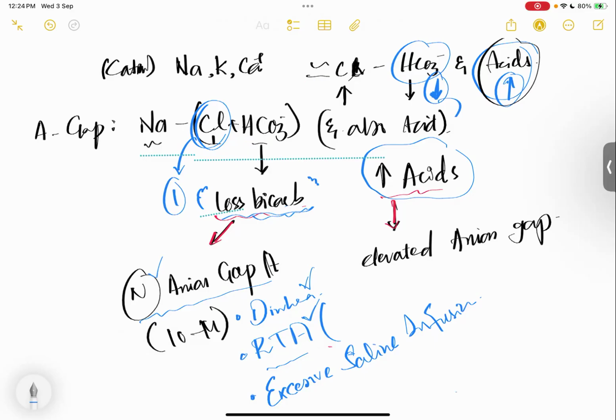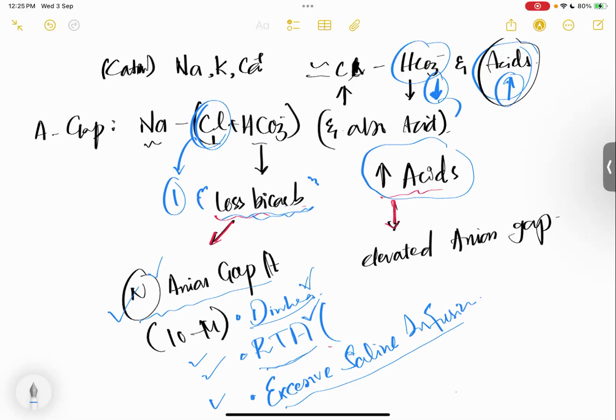So now this is a high yield concept. You know the concept. Now you have to remember diarrhea, RTA, and excessive saline infusion cause normal anion gap metabolic acidosis. So now, if you come across any question and they have told you that we have infused a large amount of normal saline, you will go straight to normal anion gap metabolic acidosis.